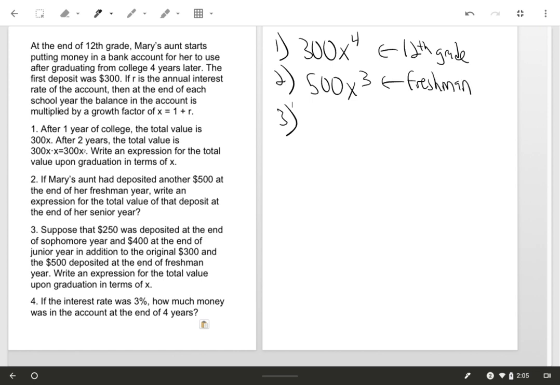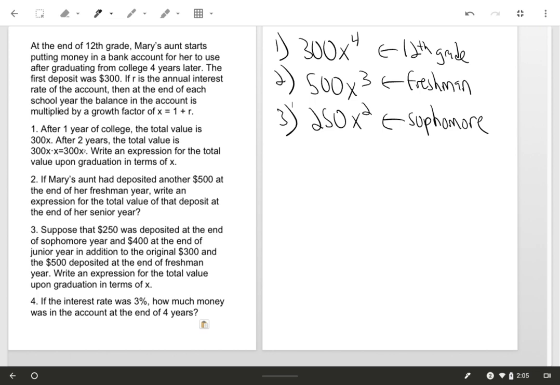Okay, so in number 3, they're saying she makes a third deposit of $250 at the end of sophomore year, which means it's only going to collect interest for 2 years. So that's going to be 250x squared. So at the end of sophomore year, she makes a third deposit of $250, and that will only collect interest for 2 years.